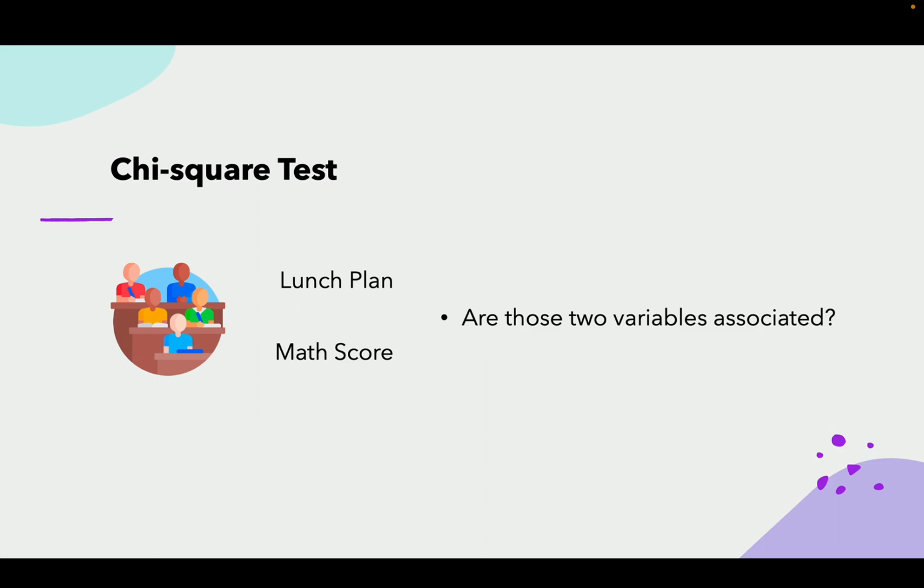So let me give you an example. I have a sample of students, and these students could choose the lunch plan, and the data also record their math score. So I want to use a chi-square test to explore, are those two variables associated? First, we want to make sure that the lunch plan and the math score are all categorical variables, and then we will conduct a chi-square test.